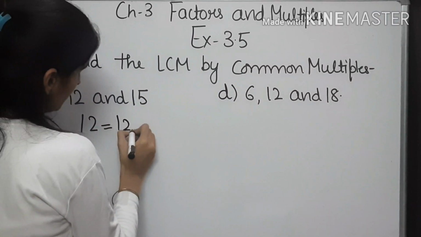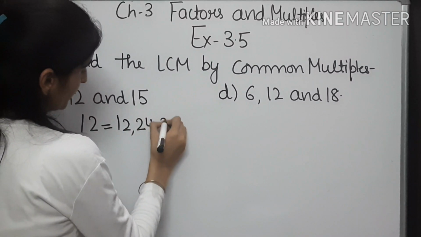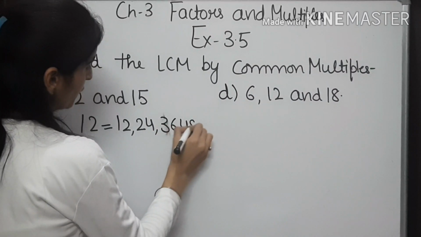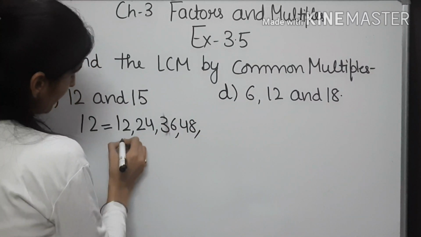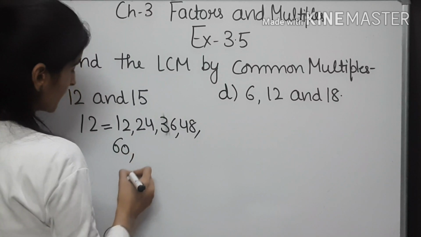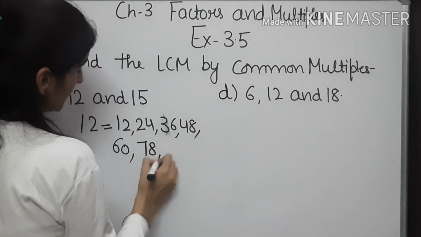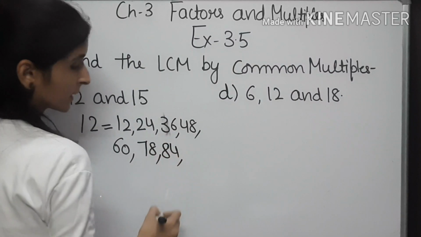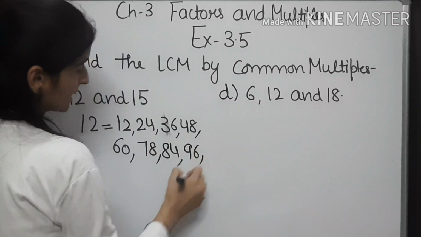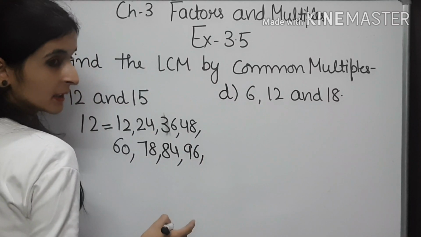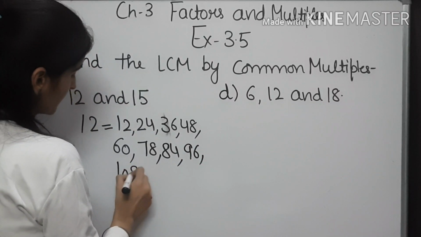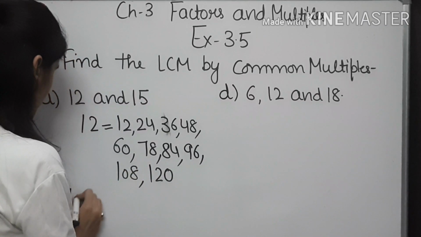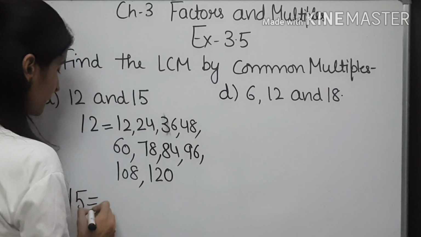12 ones are 12, 12 twos are 24, 12 threes are 36, 12 fours are 48, 12 fives are 60, 12 sixes are 72, 12 sevens are 84, 12 eights are 96, 12 nines are 108 and 12 tens are 120.